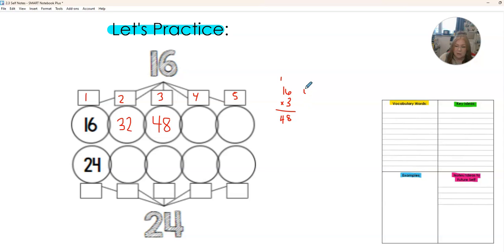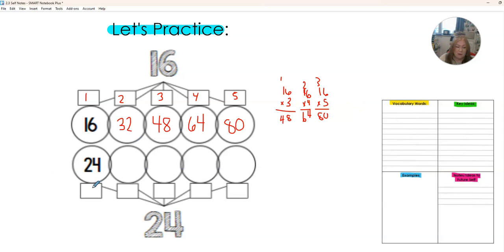Now we're going to go 16 times 4. So there's 24. 4, 5, 6. We're at 64 now. And then 16 times 5, there's 30, 5, 6, 7, 8 is 80. That's right, 16, 32, 48, 64, 80, we multiplied. We're making multiples. They're more, they're getting bigger.